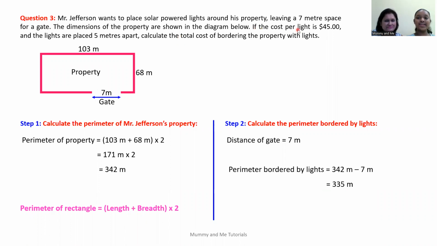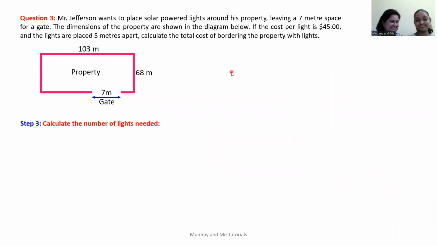If the cost per light is $45 and the lights are placed 5 meters apart, calculate the total cost of bordering the property with lights. So what's the next step? Step 3 is to calculate the number of lights needed. Before we calculate this, can we do some analysis?